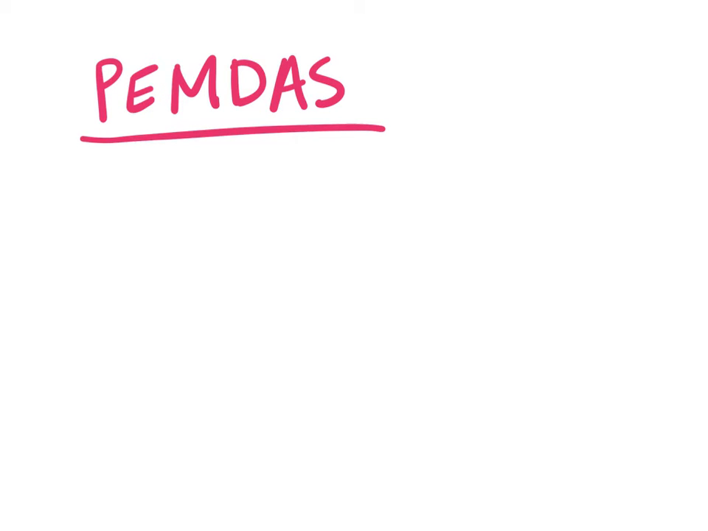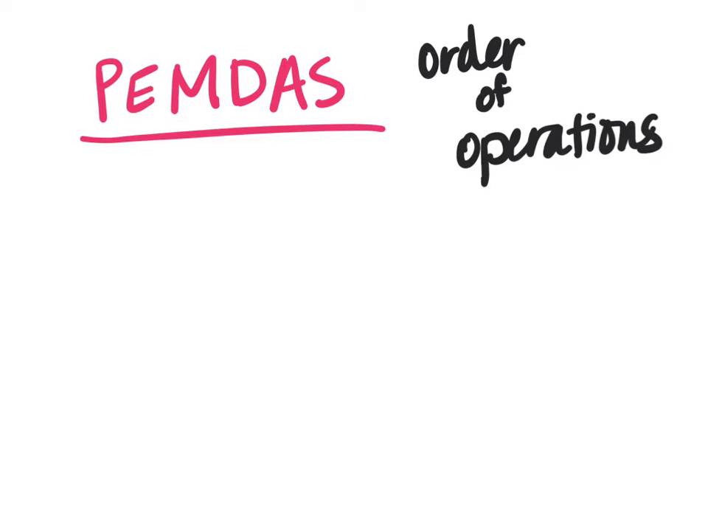We also learned about PEMDAS. PEMDAS is the order of operations. And the reason we have an order of operations is because if we didn't come up with some kind of rule, we would come up with different answers for different problems.